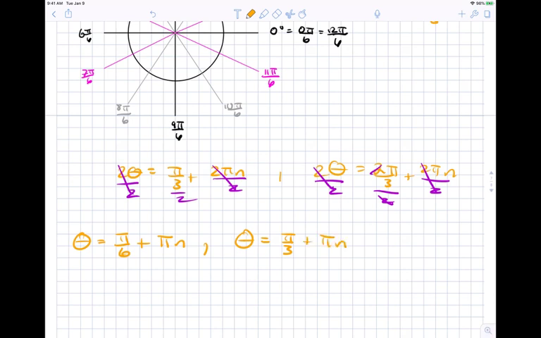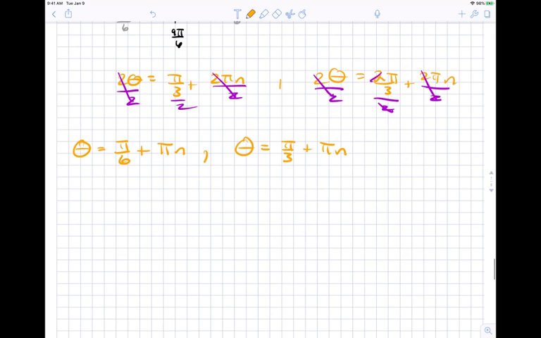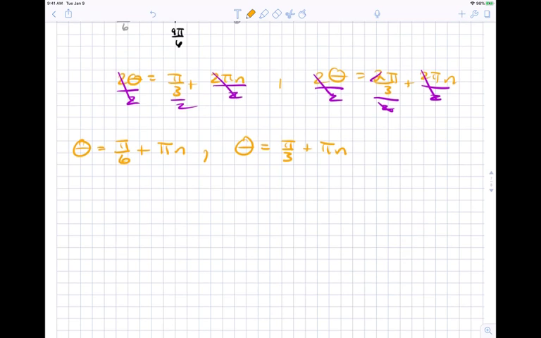Right? So now let's capture all the solutions from 0 to 360. Theta should be equal to, when n is 0, what's the first solution? If n is 0, we get pi over 6. What about the other one when n is 0? Pi over 3, okay.